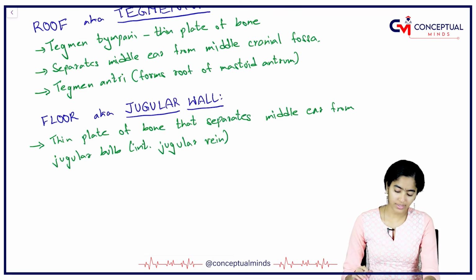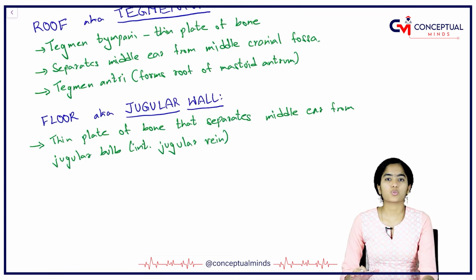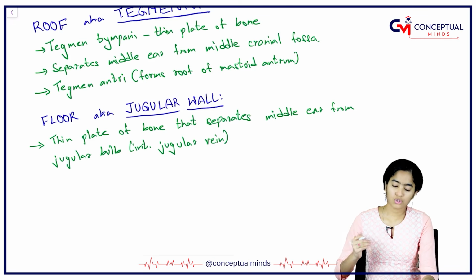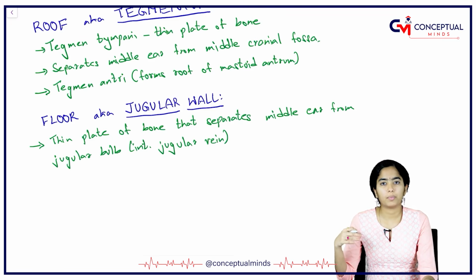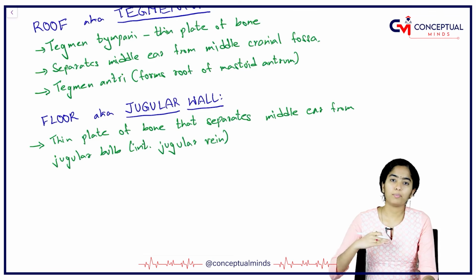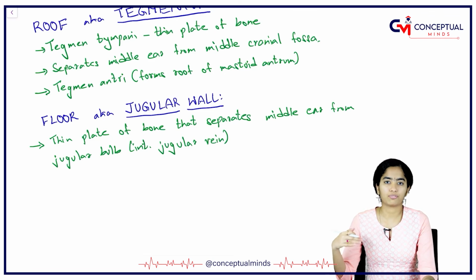Now, what is important here is that sometimes this wall can be dehiscent, congenitally absent. If it is absent, the jugular vein is in direct connection with the middle ear, and so it is vulnerable to any injuries while a surgery is being performed or in any infections. The jugular vein becomes vulnerable because the bone covering it and separating it from the middle ear is dehiscent.